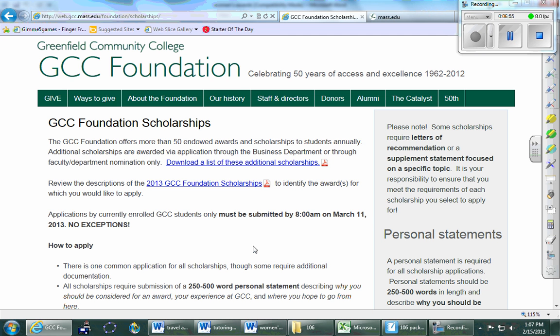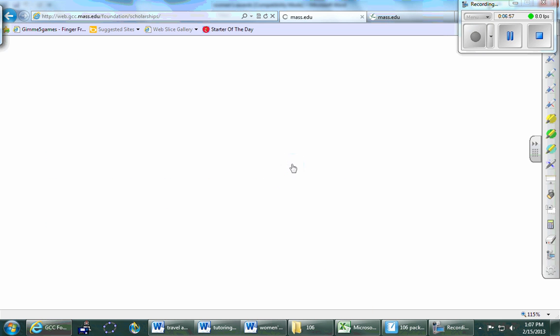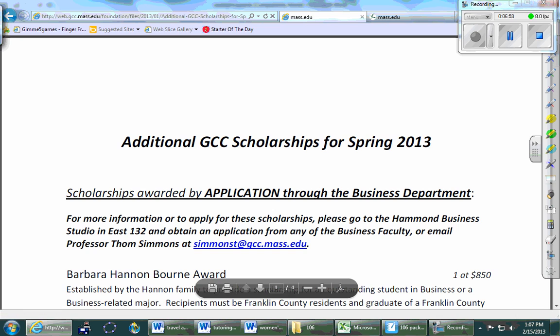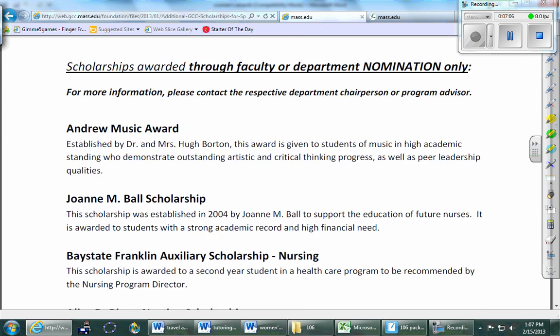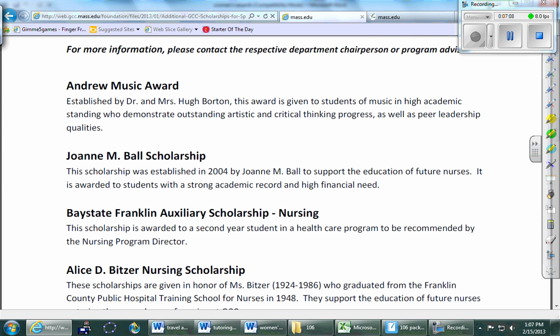So what does that mean? All right, there are some scholarships that you cannot apply for, but that you can be nominated for by a teacher. So for example, if you are majoring in business, there's some scholarships. Down here, there are some scholarships for music. Here's something for nursing. Lots of different major scholarships. You can't apply, but if you are interested, read through this list. If any of these things sound like you, then talk to somebody in the department and see if they would be willing to nominate you.